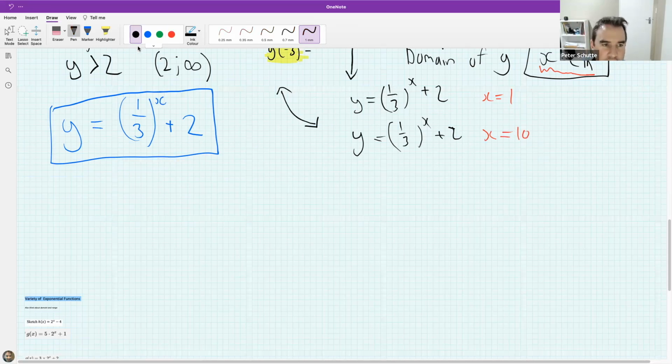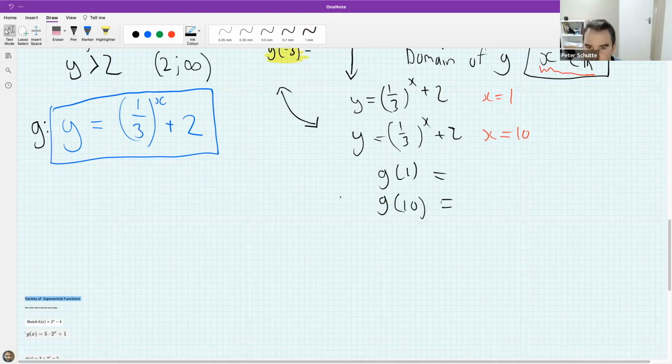So using my knowledge of functions, I'm going to give this function a name. We're going to call it g. And I want to know what is the g of 1, and I also want to know what is the g of 10. These are little bonus questions that I'm throwing in for understanding. Find me the g of 1 and find me the g of 10. We'll call this question A and question B.